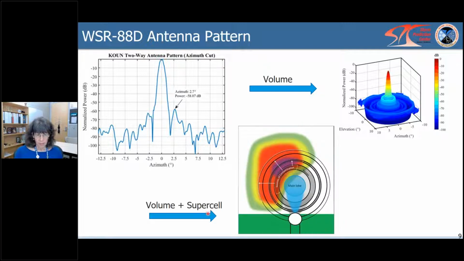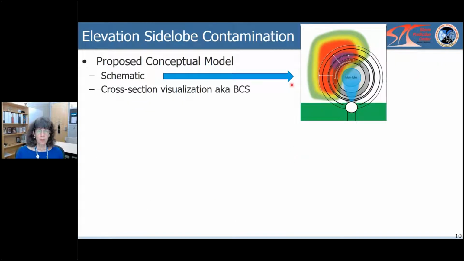And let's think about what that means. When I've got a radar that is sampling the clear air region with a supercell that has an overhang, and I've got this antenna pattern that is a volume, that means the main lobe is sampling mostly clear air, while the side lobes are sampling the storm itself at multiple elevations. So that is what brings us to elevation side lobe contamination.